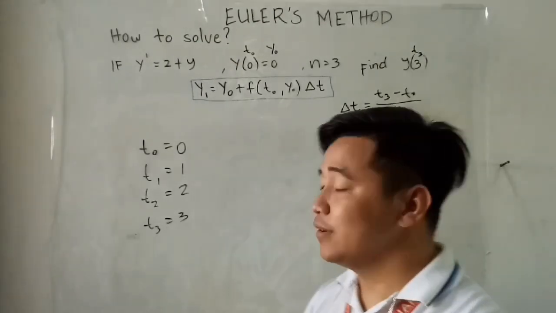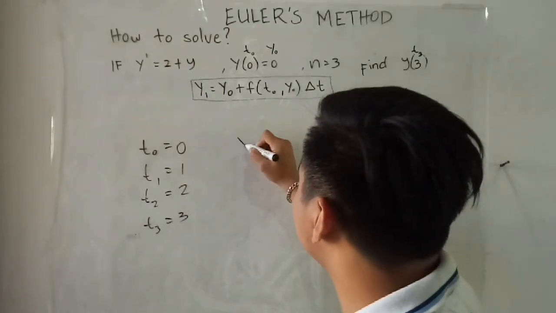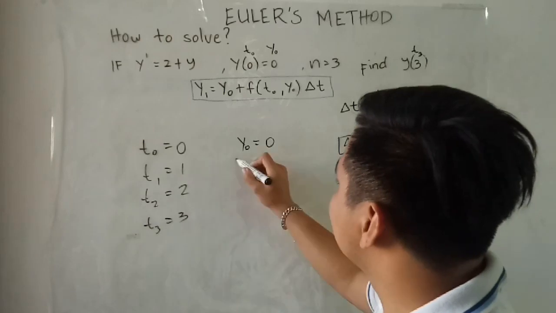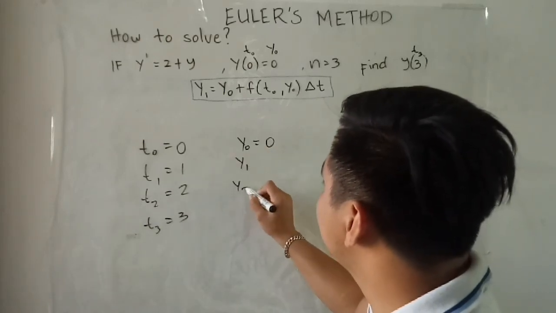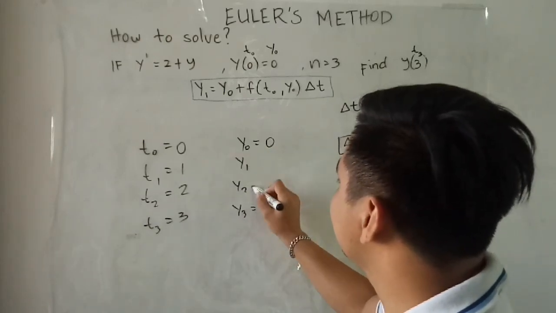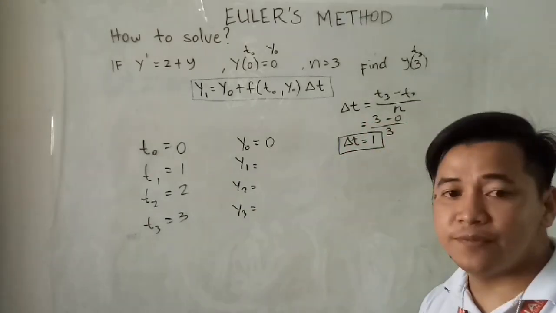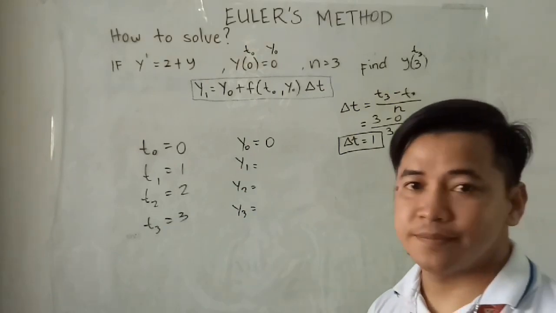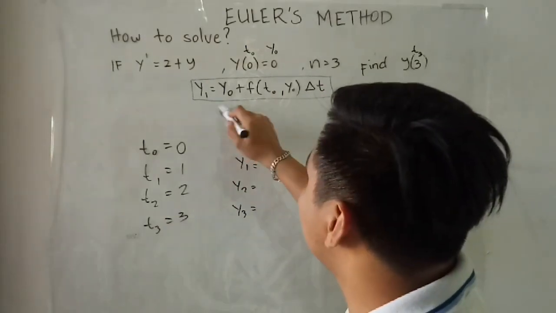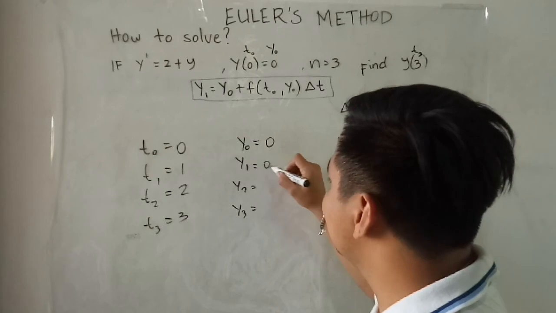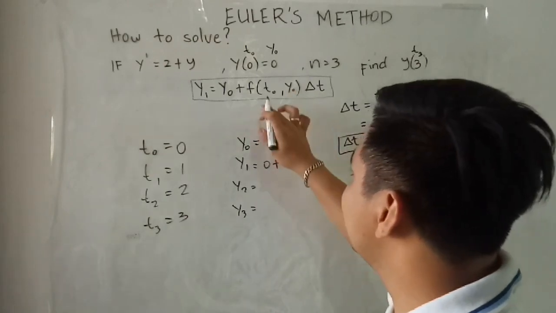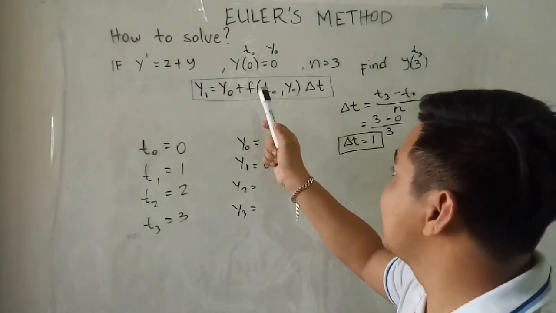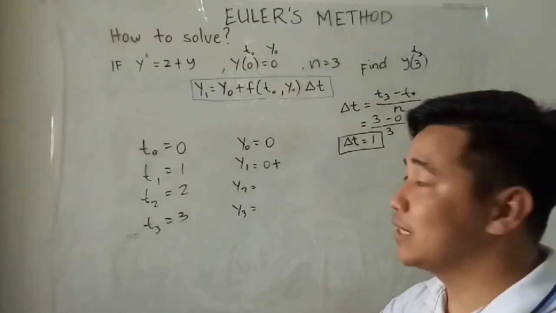So next, for the y sub 0, our y sub 0 here is 0. So y sub 1, y sub 2, and y sub 3. Here we need to find the value of y sub 1. So we substitute all the values here in our formula. So our y sub 1 here is 0 plus function of t sub 0, y sub 0. Our t sub 0 here is 0, and y sub 0 is 0.